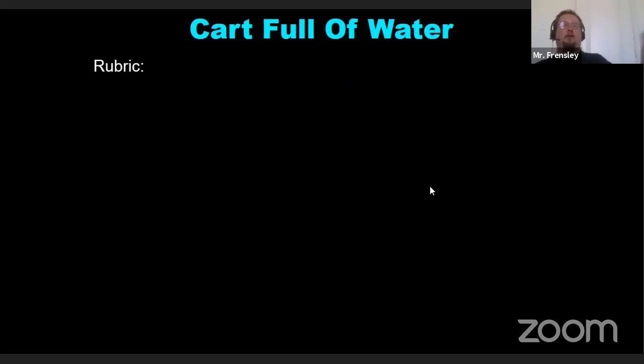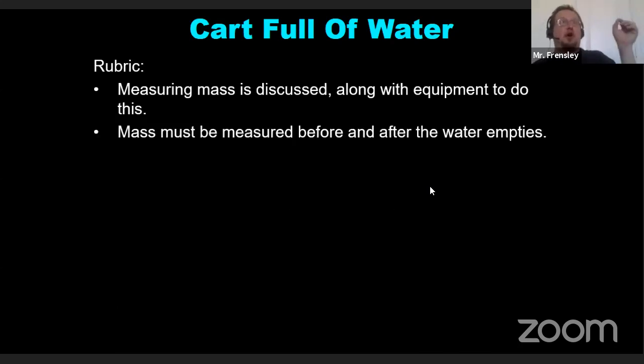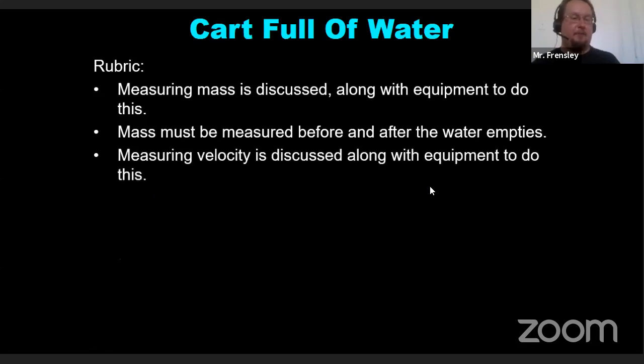So here's a rubric for you based on what you wrote, okay? Did you talk about measuring the mass and say what you would use to measure the mass? This is a toy cart, right? So maybe you could measure the mass using an electronic balance. Did you talk about measuring the mass before and after the water empties? That's important. Did you talk about a way to measure velocity and the equipment you could use? It could be as simple as lay out a meter stick and time how long it takes the cart to pass the meter stick, right? Or you could talk about using motion detectors or photo gates.